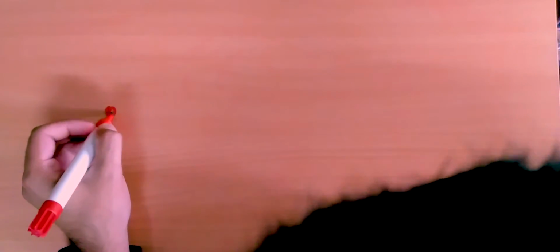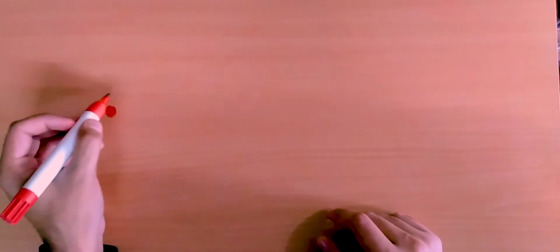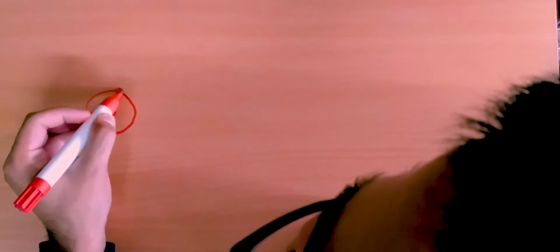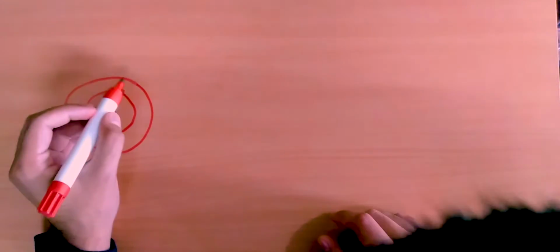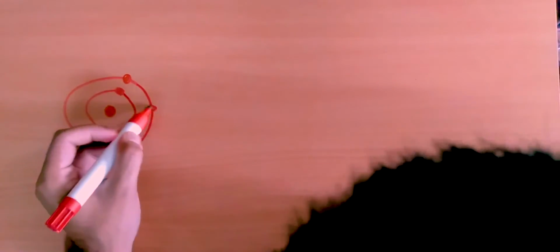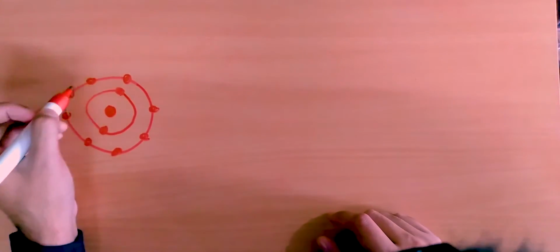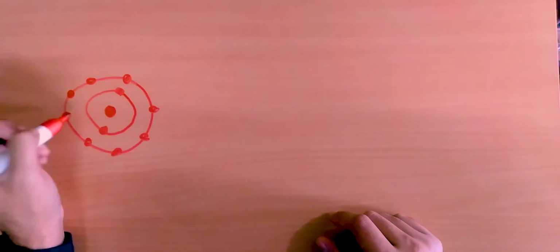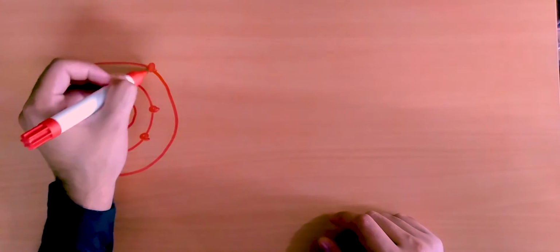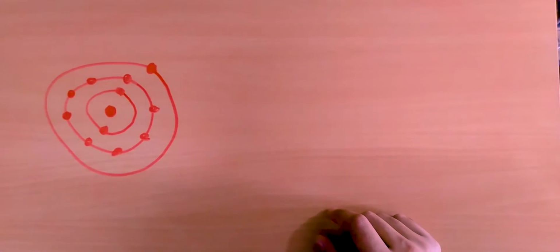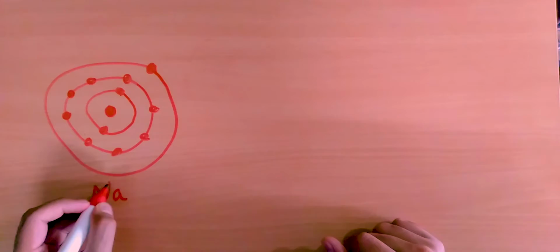Here I have the sodium nucleus, which has 11 protons and 12 neutrons, and this is the first shell with 2 electrons, then the second shell with the remaining 8 electrons. So I have written 8 electrons here, 2 in there, total 10, and the remaining 11th electron just fits in there. 11 electrons, that is sodium. Now I'll just write the symbol there, Na.